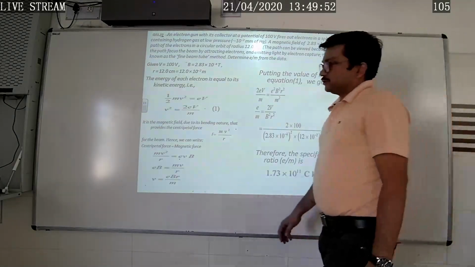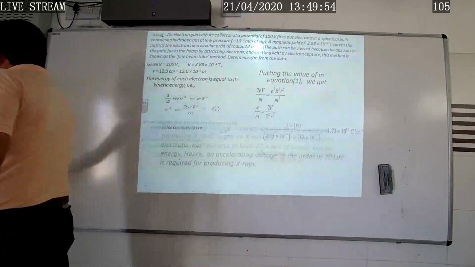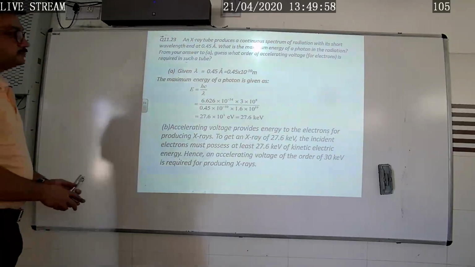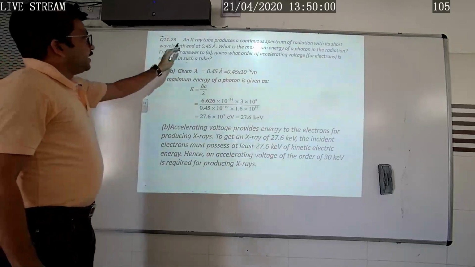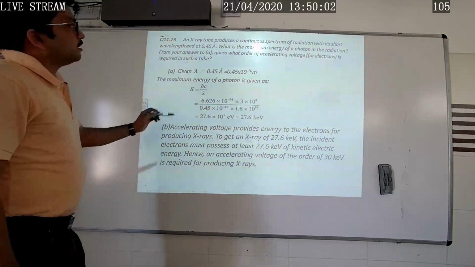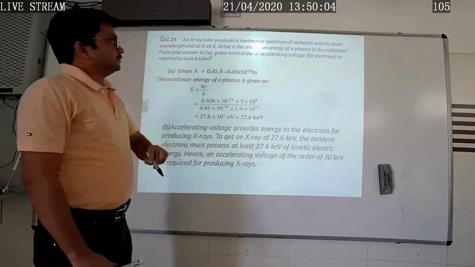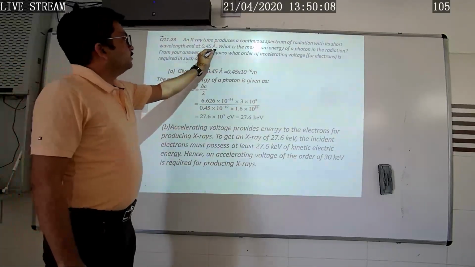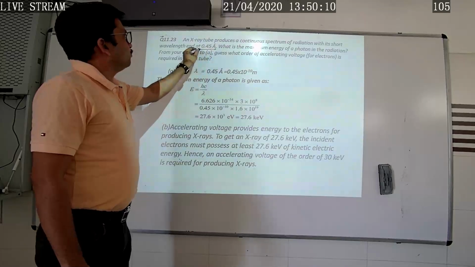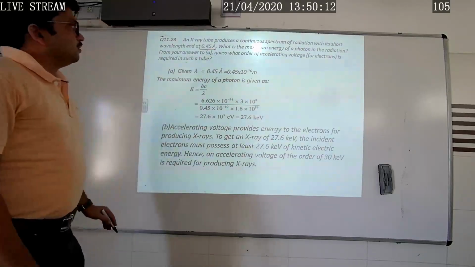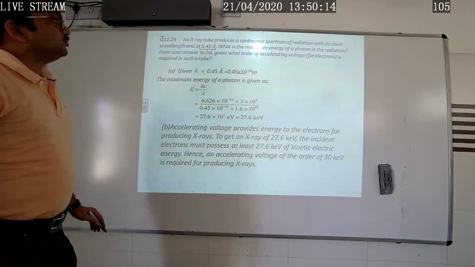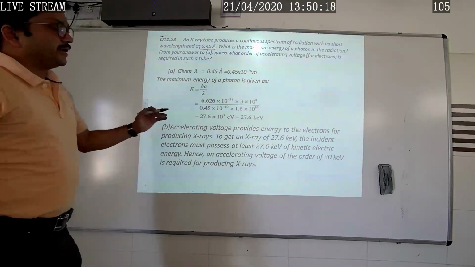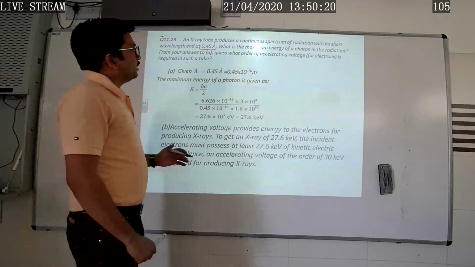Let's move to the next question. Question number 22: an X-ray tube produces a continuous spectrum of radiation with its short wavelength end at 0.45 angstrom. What is the maximum energy of a photon in the radiation? Maximum energy of the photon in the radiation.